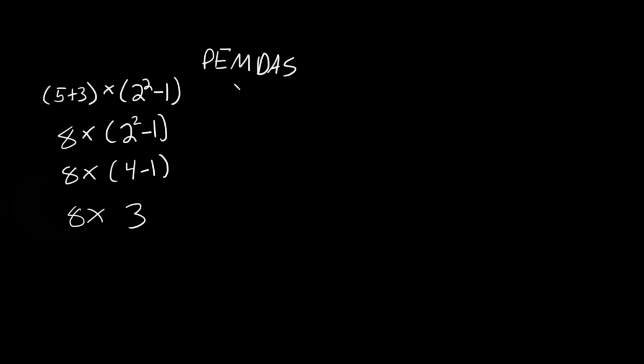And let's see, there are no exponents, but there is multiplication. Okay, there is multiplication. So 8 times 3 is going to be 24. So our answer to this expression, 5 plus 3 in parentheses times parentheses 2 squared minus 1, is 24.